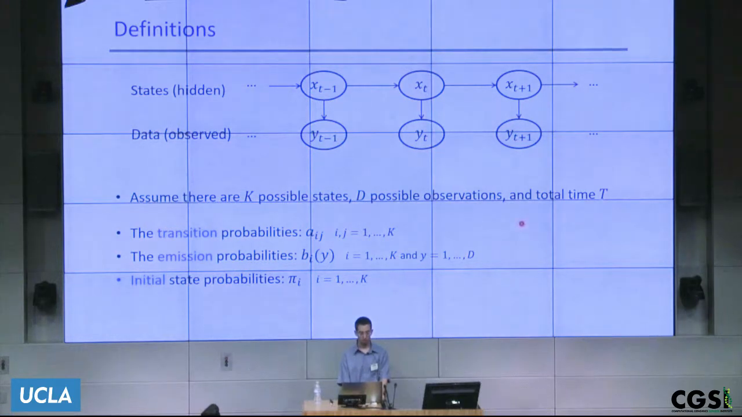So let me give some definitions. Let's say we have k possible states, d possible observations, and total time t. The transition probabilities are denoted by aij. This is the probability that the system goes from state i at one time step to state j at the next time step. The emission probabilities are denoted by bi of y, and this is the probability to observe y, given that we are in state i. And we also have initial state probabilities for the first time point.